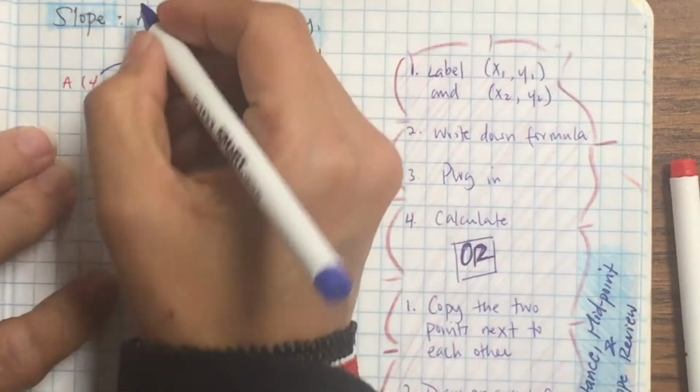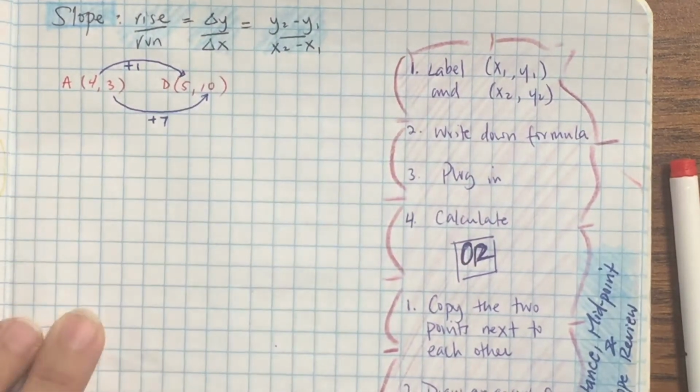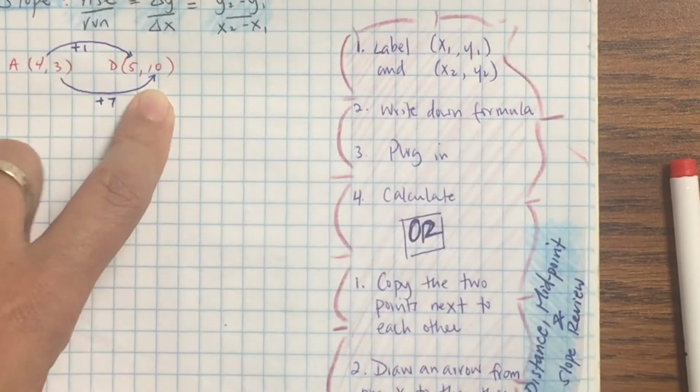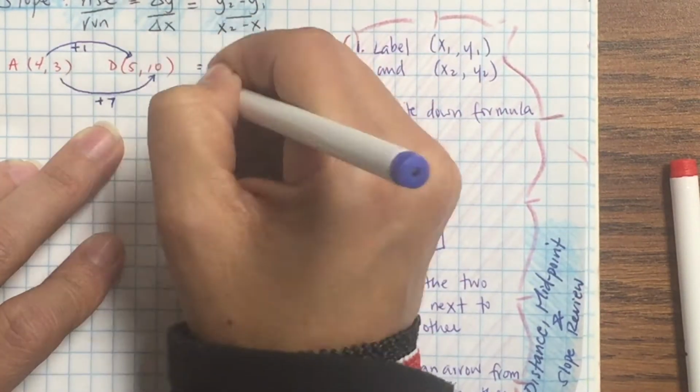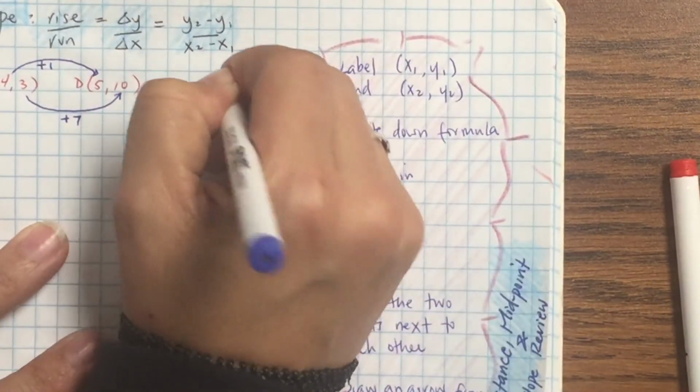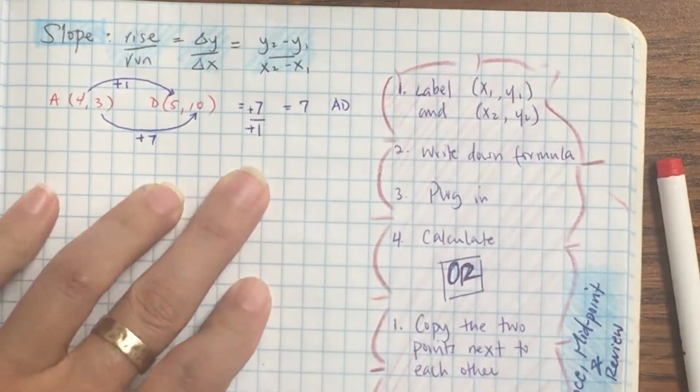Alright, do the same thing for y. You have to start at the same place you started. So how do I get from 3 to 10? I'm going to add 7. 3 plus 7 is 10. Then you're going to do change in y, which is plus 7, over change in x, which is plus 1. And then the final step is to simplify. Positive 7 divided by positive 1 is positive 7. And you're going to do the same thing for all the slopes. So that's the slope of AD.